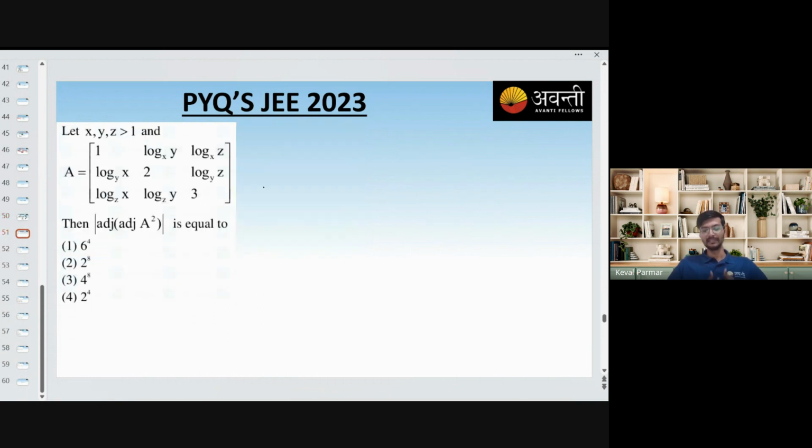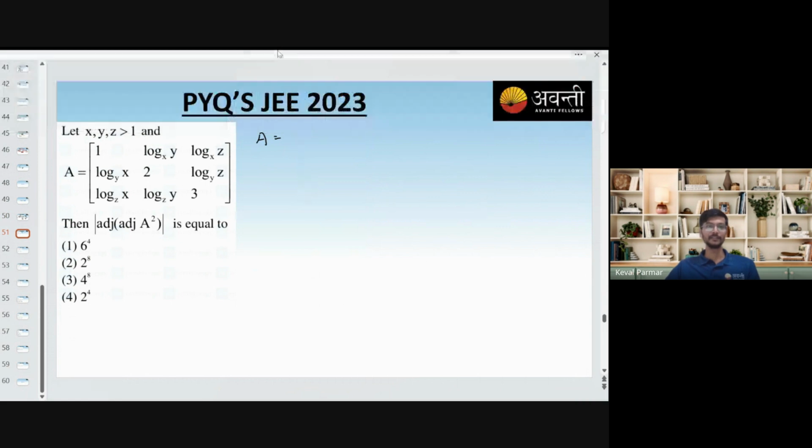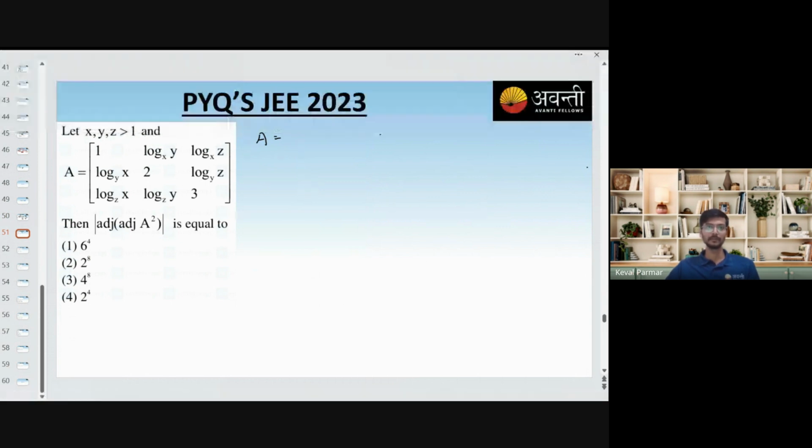This is the next question. This is a fairly simple question, guys. I think you might have done this in your class lectures as well, because this matrix can be written by change of base. Okay, we'll need more space. By change of base. How to write change of base?